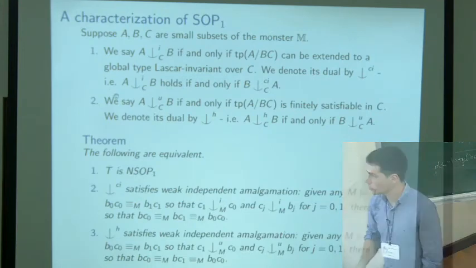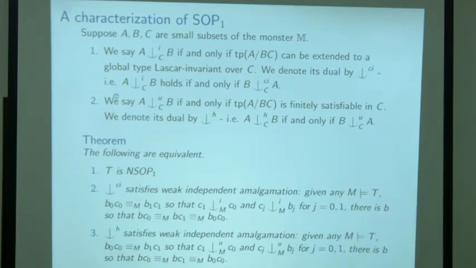The following are equivalent. Your theory doesn't have SOP1. And coinvariance independence satisfies weak independent amalgamation, or heir independence satisfies weak independent amalgamation. So if you have a weak independence theorem for one of these notions, then that implies that your theory is NSOP1. One interesting artifact of this proof is that these two things end up being equivalent, which is not obvious from the outset. Is that true for any theory? Yeah, any theory. 2 and 3 being equivalent? Yeah, that's just true.